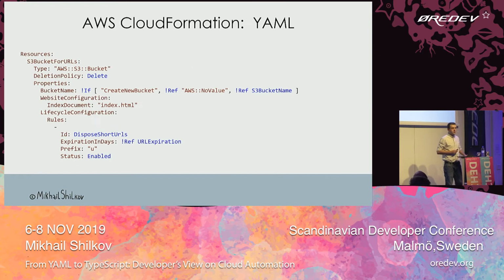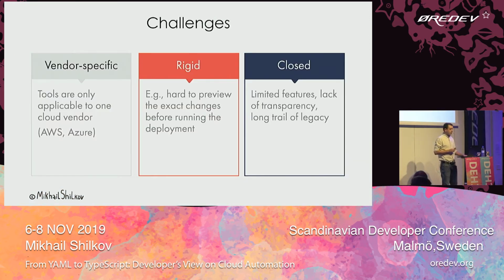So CloudFormation for AWS is very similar. They started with JSON, then they moved to YAML mostly. Doesn't really matter. You still write text files with a lot of layers there, and you use some specific language to define dependencies and whatnot. Google has YAML as well, so I don't have a slide for that, but it's mostly the same thing. All these tools have some challenges.